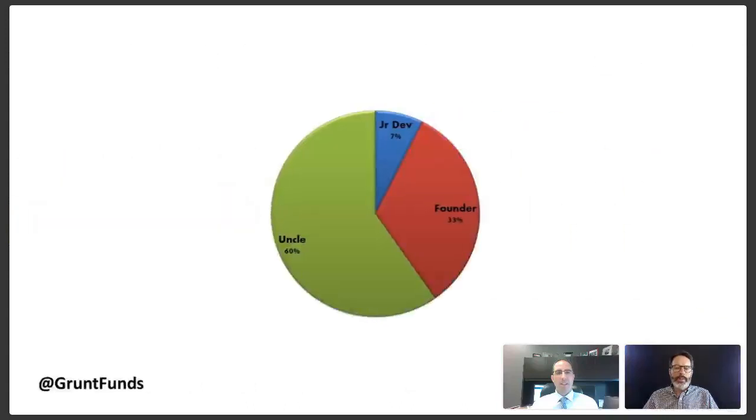So the uncle's got 60%. It makes sense because he's put up all the cash and the important sales contacts. The junior developer only has 7% because she's just putting in some time. She has a low hourly rate. And the founder, even though it's his idea, he's not taking most of the risk. So at this snapshot in time, if they were to break even or raise money, this would be their equity split.